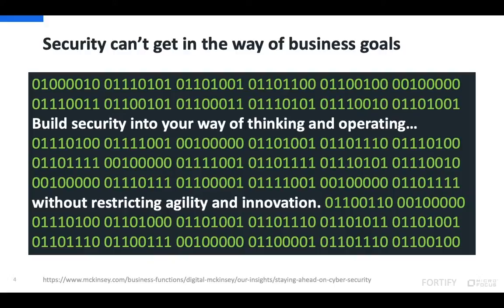Okay, so why are we here today? Well, one of the biggest challenges with application security programs is the friction it causes between other teams due to the idea that it slows down speed and innovation. Business goals are to generate revenue with product and feature releases. You can't slow that innovation down and still be competitive. Because of this, a fundamental principle of application security is to build security into your way of thinking and operating without restricting agility and innovation. We feel a lot of this is accomplished with key integrations and automation.